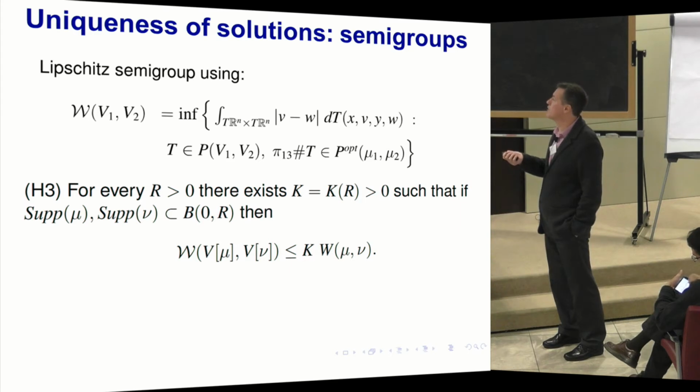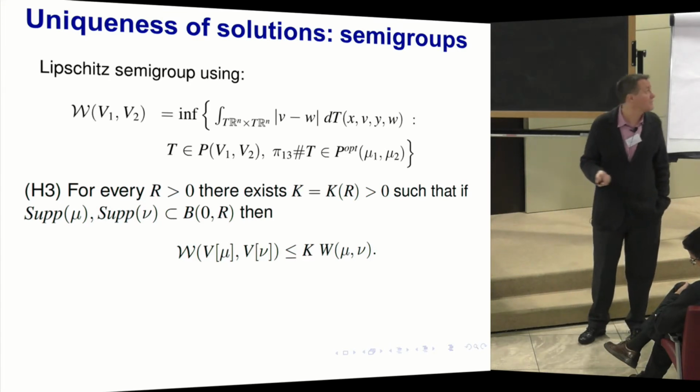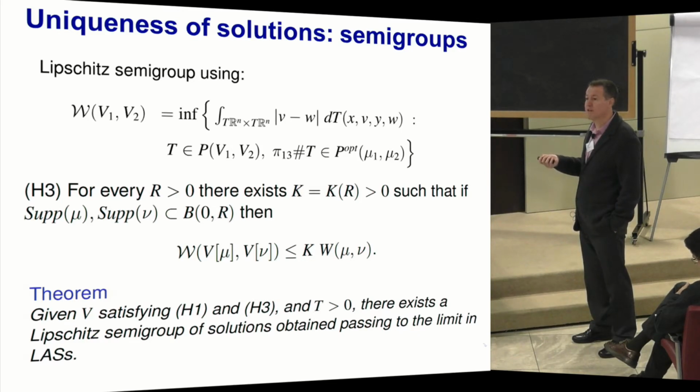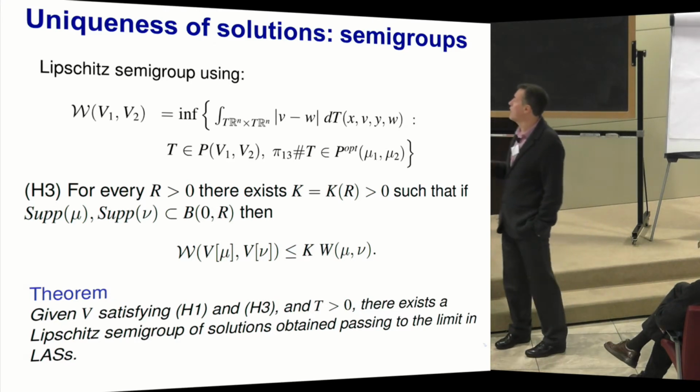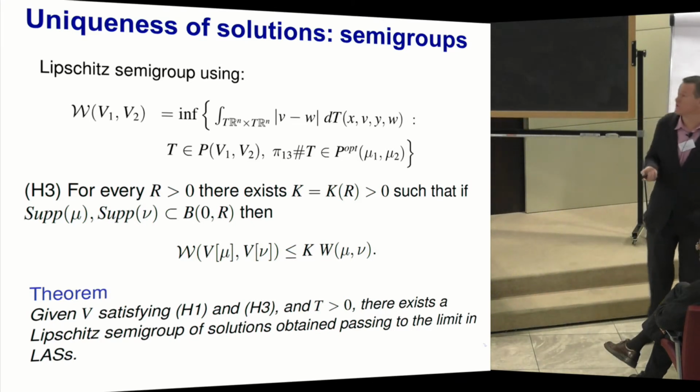So you assume that whenever you have uniformly bounded support, there is a constant so that this quantity satisfies a kind of Lipschitz estimate. So this W of V mu V nu is estimated in terms of a constant and the one Wasserstein distance between the base measures. So this pretty natural condition gives rise to a semigroup. So if we have this condition, the H1 was the sublinearity, and this condition that implies the continuity with respect to the Wasserstein distance, then there is a semigroup of solutions, a Lipschitz one, and this is obtained passing to the limit in the lattice approximate solutions.